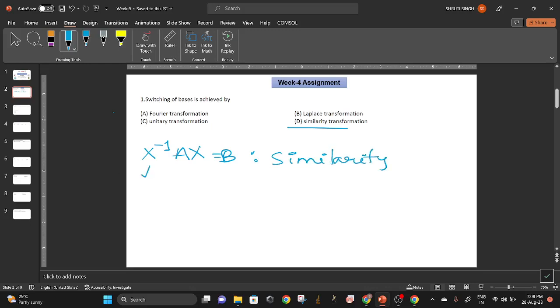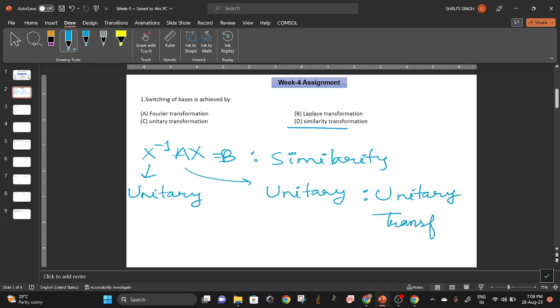Now when this is a unitary matrix and this is a unitary matrix, then this transformation will be called unitary transformation. Yes, ma'am, so isn't this a special kind of transformation? Basically it is a similarity transformation only. We are finding the conjugate of A with respect to the matrix X.